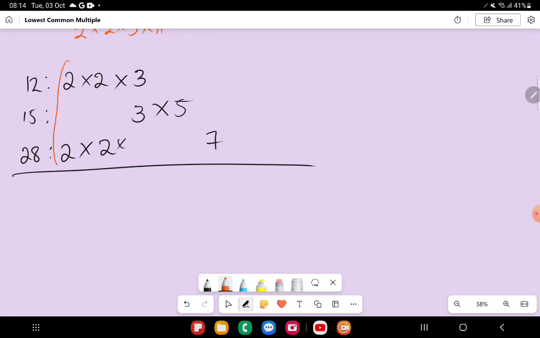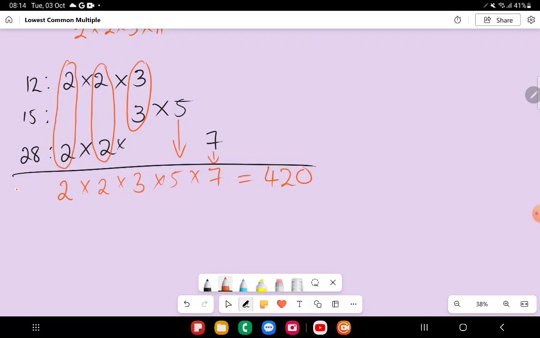Notice I've got only 2 numbers here, but I write it once. These 2 I write once. These 3 I write once. Sorry, that's a number 3, not a number 2. This 5 I bring down, and the 7 I bring down. 2 times 2 times 3 times 5 times 7. And that gives me a total of 420 for the lowest common multiple.